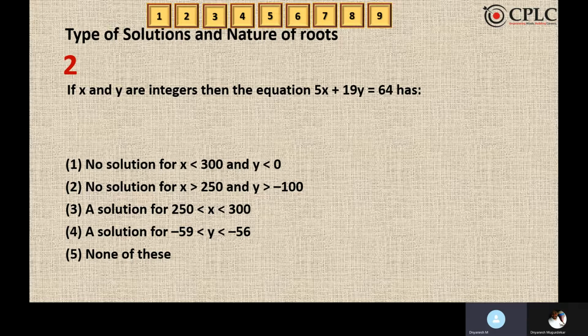Now, the first value of x was 9. If I increase that by 19, I'll get 28 as the next value. Then if I further increase by 19, I'll get 47. Then if I further increase that by 19, I'll get 66, and so on. Those are the values of x. And the values of y, I'll have to reduce by 5. So the first value was 1.